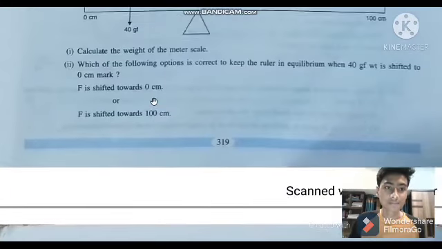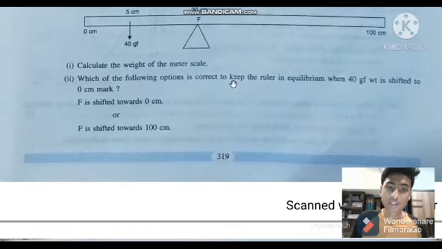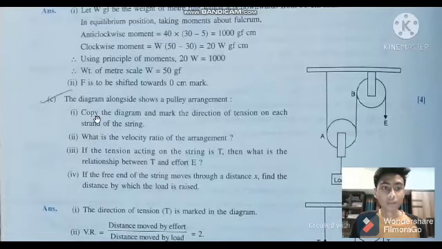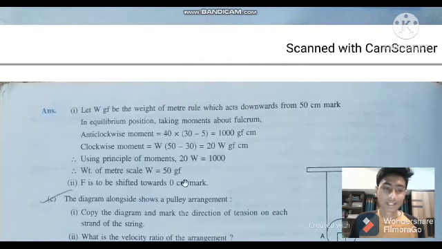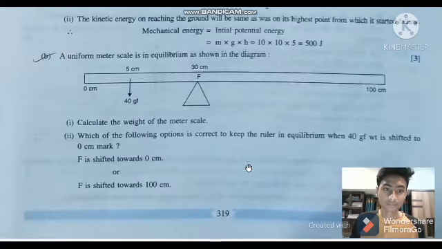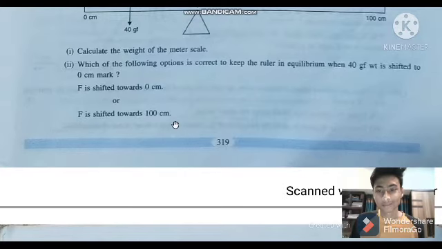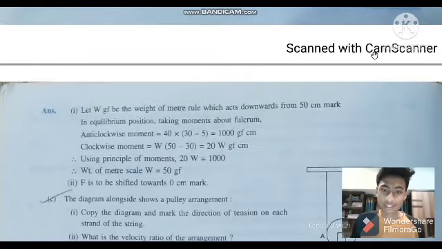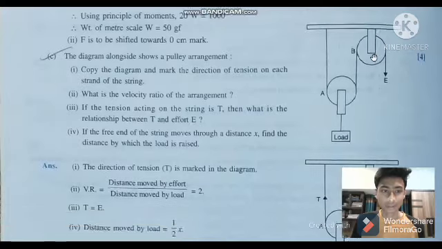The second question is, which of the following options is correct to keep a ruler in equilibrium when the 40 gf weight is shifted to the 0 centimeter mark? Let's see which is the answer. F is shifted towards the 0 centimeter mark. That's going to be your answer. The options given were: F is shifted towards 0 centimeter, or F is shifted towards 100 centimeter. If you put F towards 100, then equilibrium is going to be disturbed. So that can't happen. We need to do just the opposite.